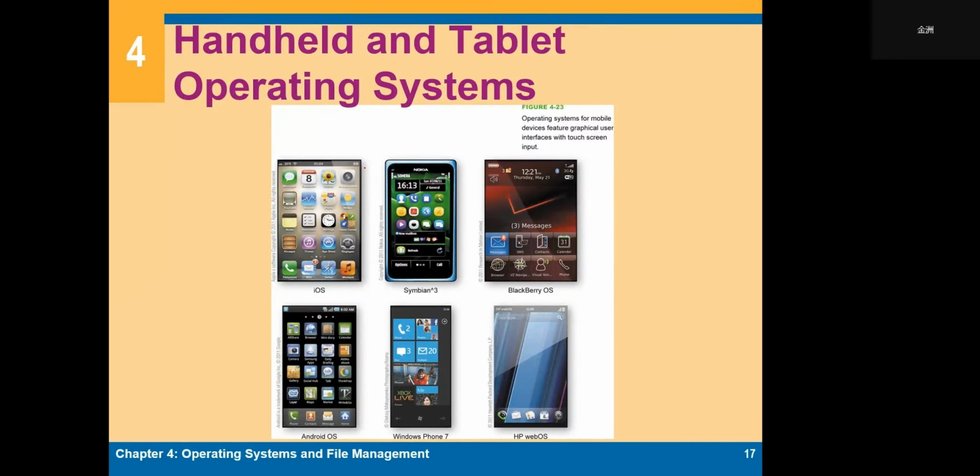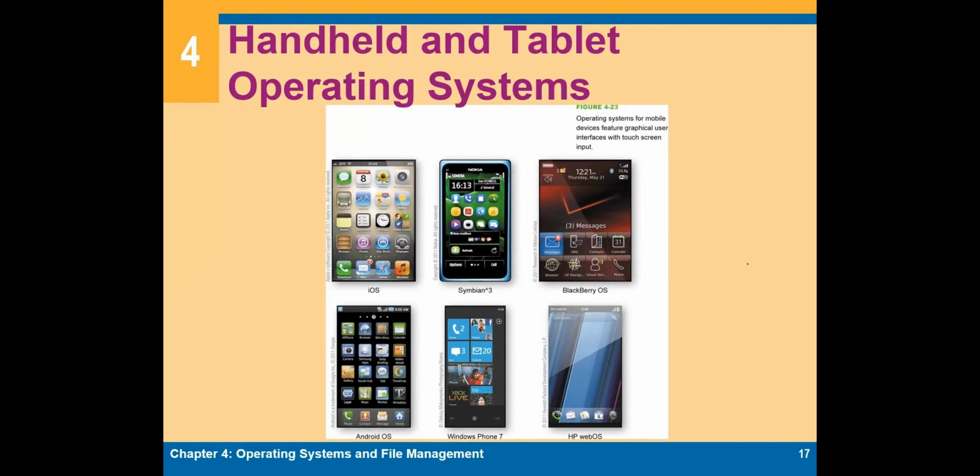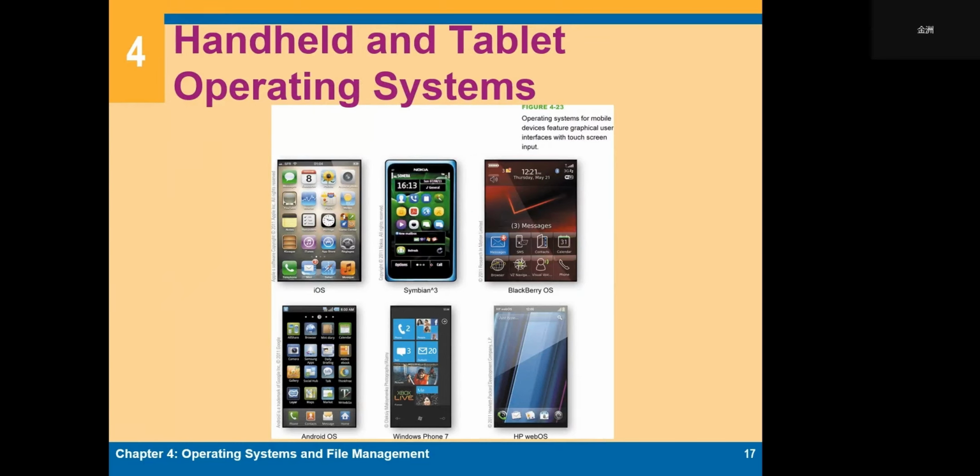So I listed some examples here, like the embedded operating systems for handheld and tablet devices, including iOS, BlackBerry OS, Symbian OS, Android, Windows Phone, and the HP webOS. All of them use touchscreen input and a graphical user interface.